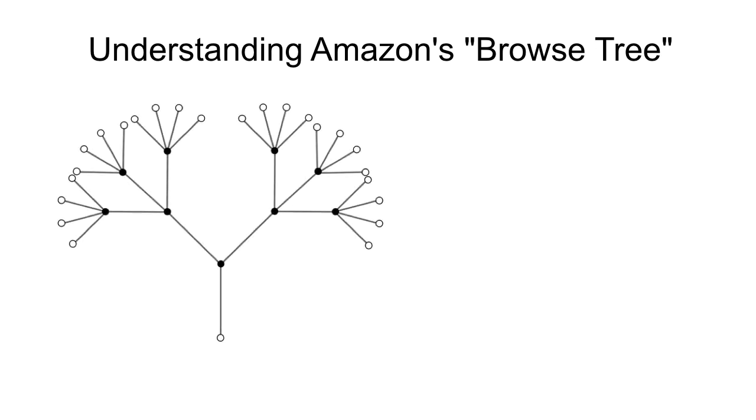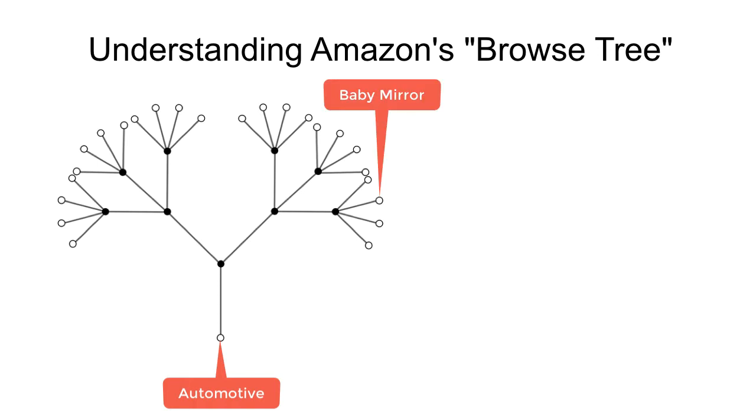Now, here's what I want to show you about this. If you have a browse tree and you have a department, let's say, automotive as an example. Let's use automotive department as an example, okay? And let's say that out on the end of the node in automotive is a baby mirror, okay? The kind of mirror that you can put up on your windshield or close to your rearview mirror that allows you to see your baby. Or maybe it's the kind of mirror that you can use to watch your baby while the baby's in a car seat.